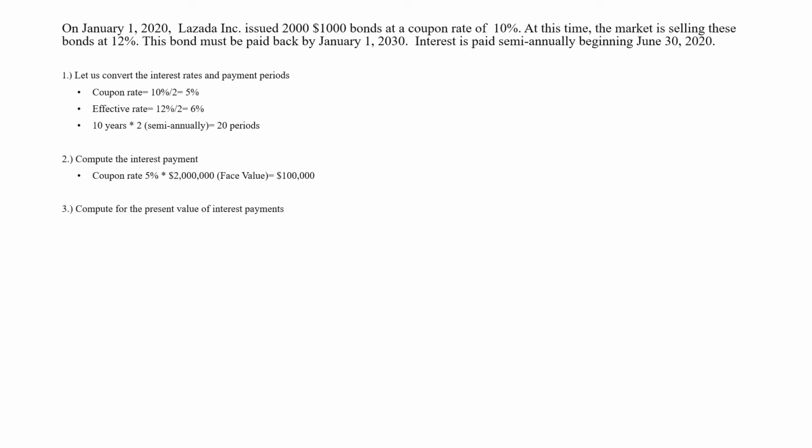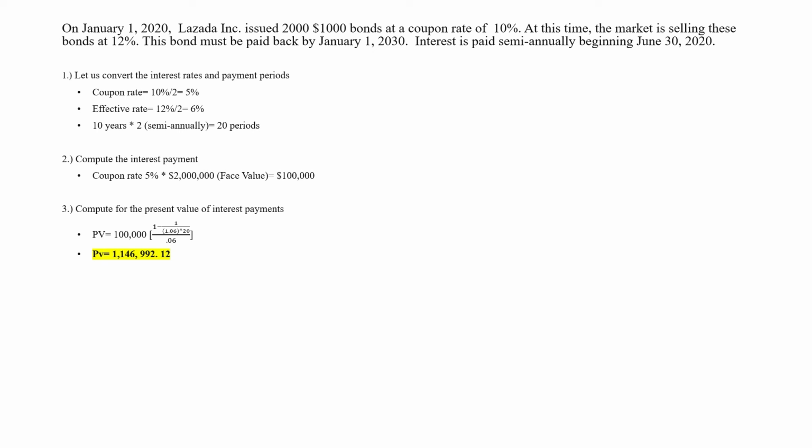So having all of the data, we just supply it inside the formula. So PV is equal to 100,000 times the function 1 minus 1 over 1.06 raised to the power of 20, all over 6%. So we come up with a figure of 1,146,992.12.